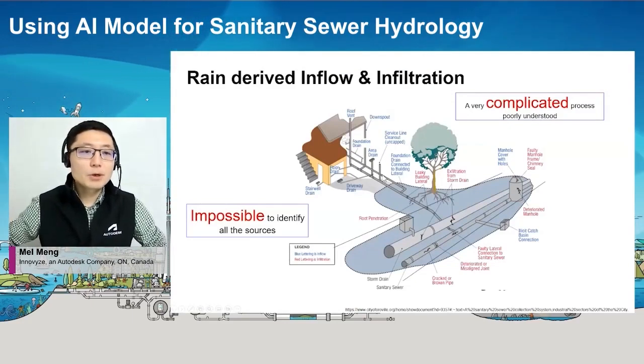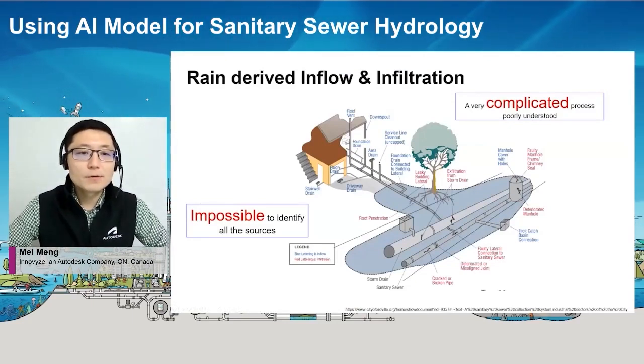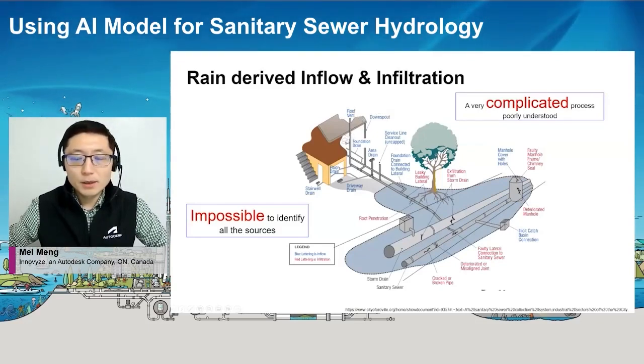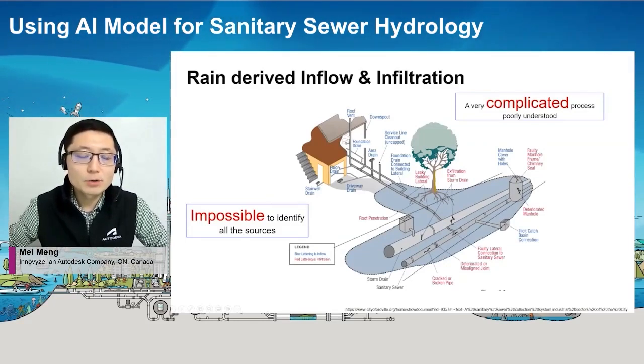So this picture shows the complexity of the sanitary sewer hydrology. As you can see, when we're taking our shower or flush our toilet, the wastewater will go through the laterals, then all the way into the trunk line in the street. Then from there, the wastewater will flow all the way to the wastewater treatment plant.